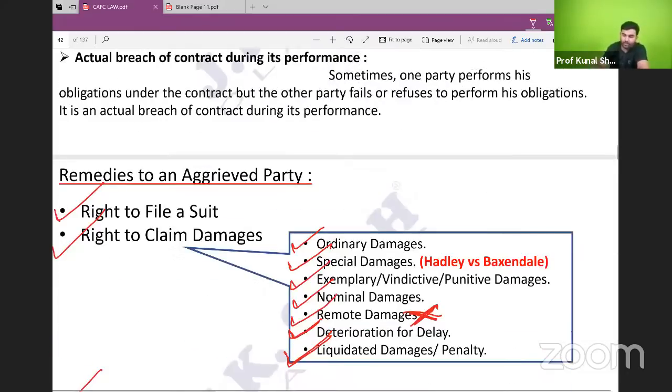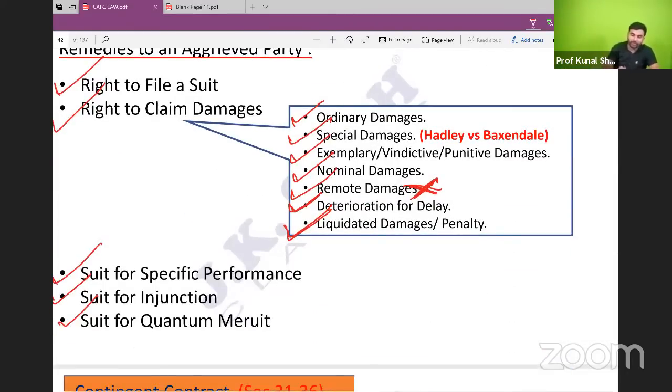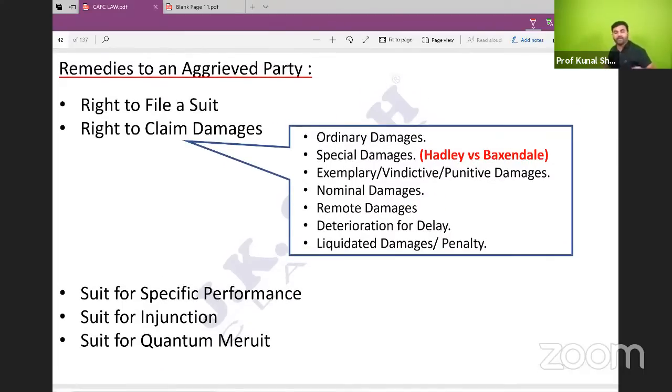Whenever there is a breach of contract, the aggrieved party has certain remedies. What are the remedies available to an aggrieved party? Number one, JK sir is an aggrieved party. He can file a case against me. Second, JK sir also has a right to claim damages from me. Because of my breach, if JK sir suffers any kind of losses, then yes, JK sir has a right to claim damages from me.